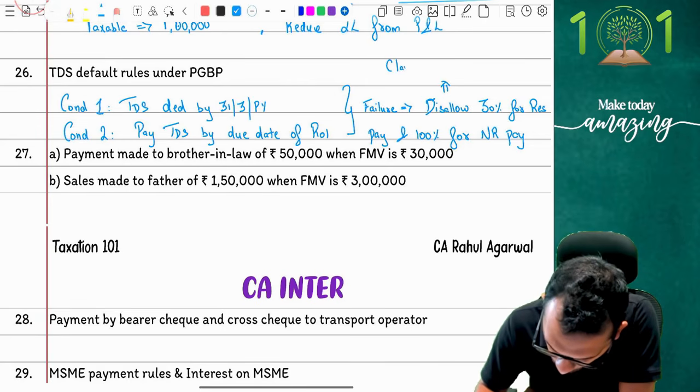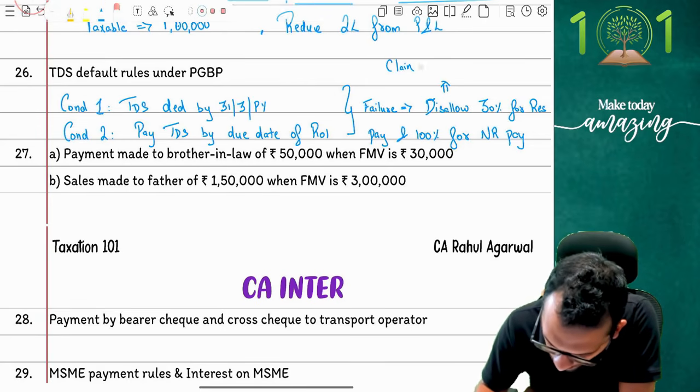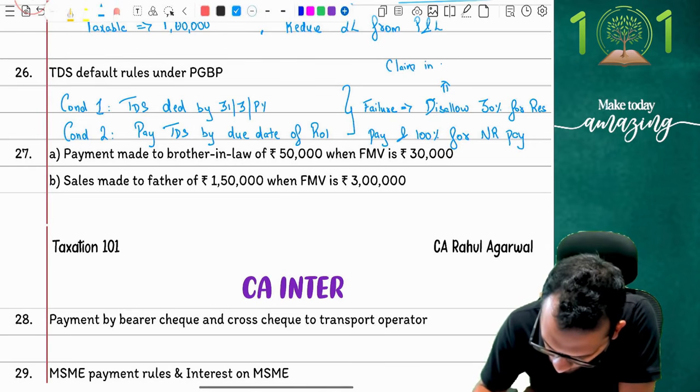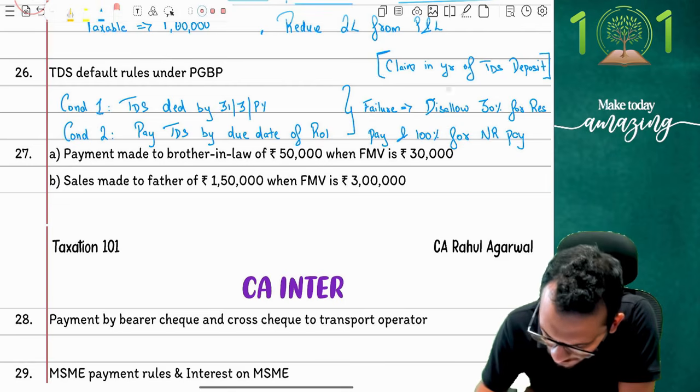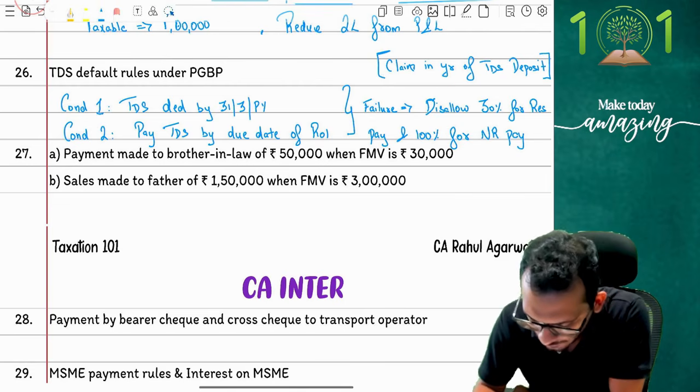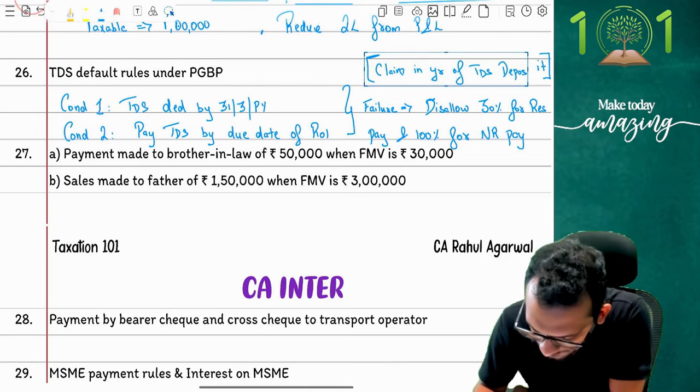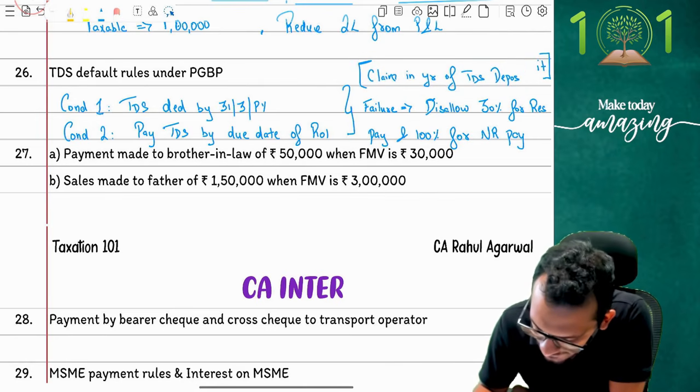claim in the year of depositing TDS. Claim in the year of TDS deposit. Meaning, income tax is saying it's not a permanent disallowance, it's a temporary disallowance. You can claim it in the future year when you end up paying the deposit of TDS. So whenever you deposit the TDS, that time I'll give you the number.